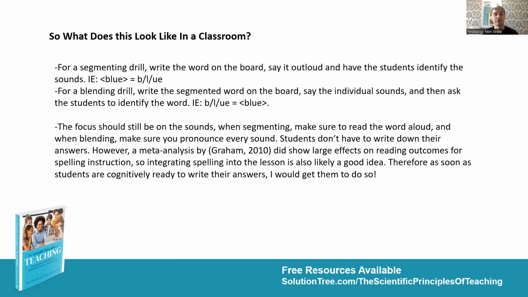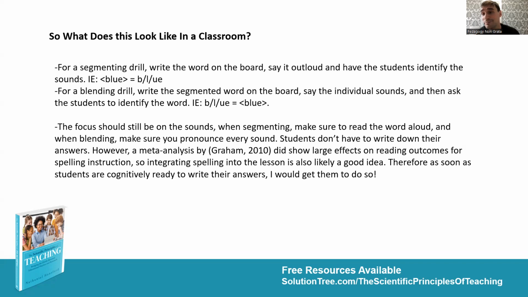So what does this look like in a classroom? For a segmenting drill, write the word on the board, say it out loud, and have the students identify the sounds, still orally. So if you write down the word blue and say blue, you would hope they would go, /b/ /l/ /oo/. For a blending drill, write the segmented word on the board, say the individual sounds, and then ask the student to identify the word. For example, /b/ /l/ /oo/, and you would hope your students would say blue.